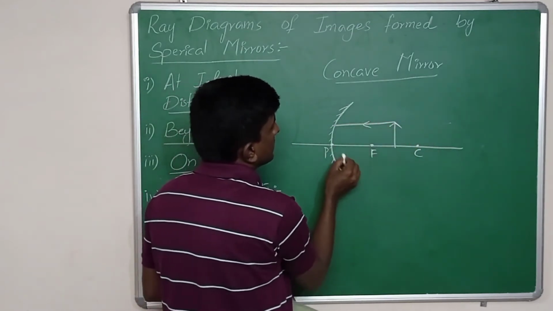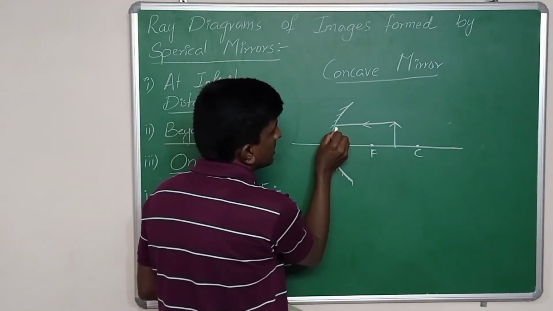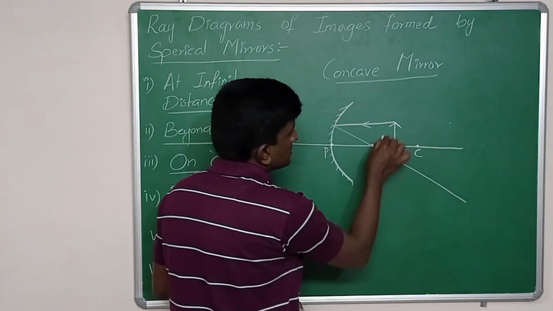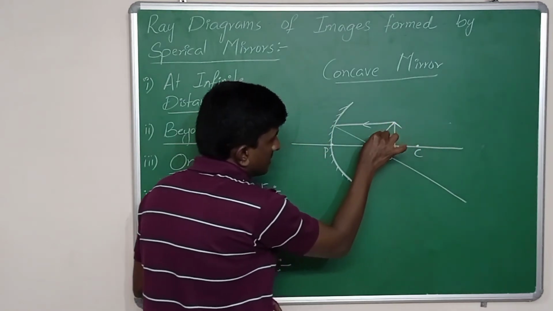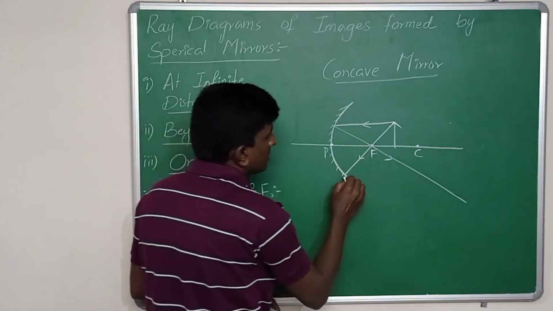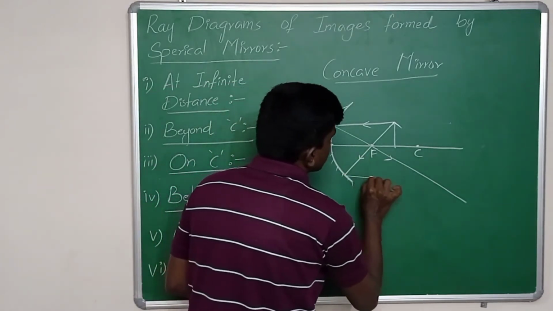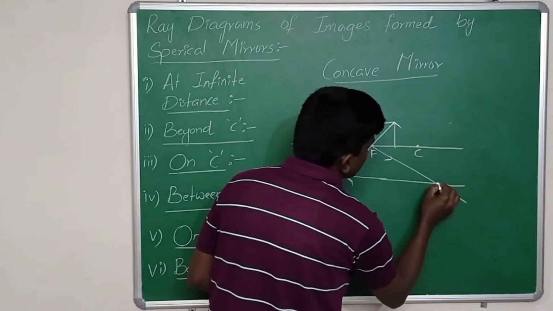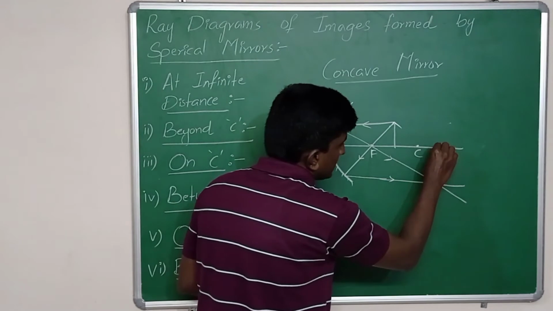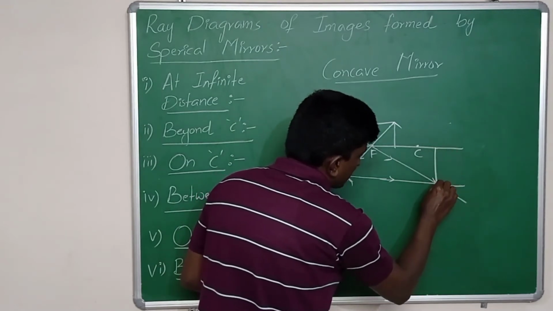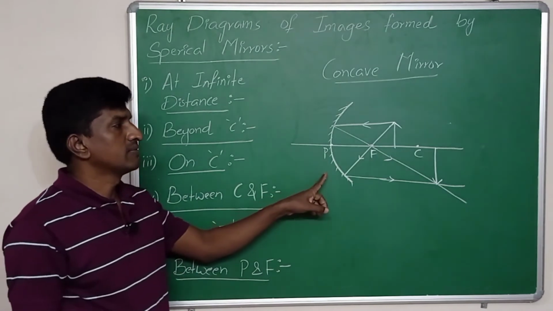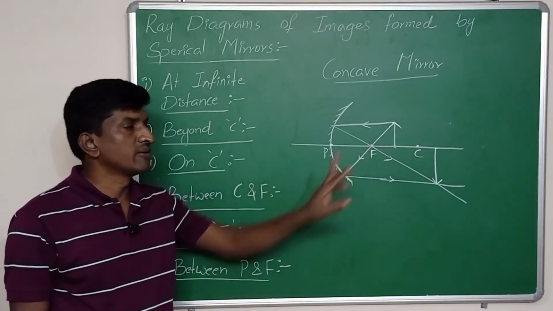The parallel light ray is incident on the mirror, and after reflection it passes through the focal point, and the second light ray passing through the focal point is incident on the mirror, after reflection it becomes parallel to the principal axis, and the two reflected light rays intersect here, the image is formed here. So this is the ray diagram for the object placed between F and C.